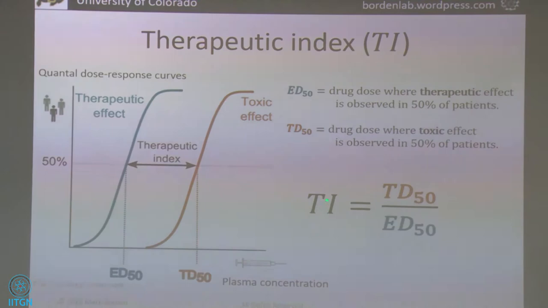The therapeutic index is defined as the TD50 over the ED50. So it's a unitless value, it's a ratio. And just think about what happens here. If your TD50 increases, that shifts this curve to the right, which means it requires more dose to get a toxic effect. If your ED50 decreases, then that shifts this curve to the left. Therefore, it's more effective. The whole point of drug delivery is to increase the therapeutic index by decreasing the effective dose and increasing the toxic dose. Does that make sense?